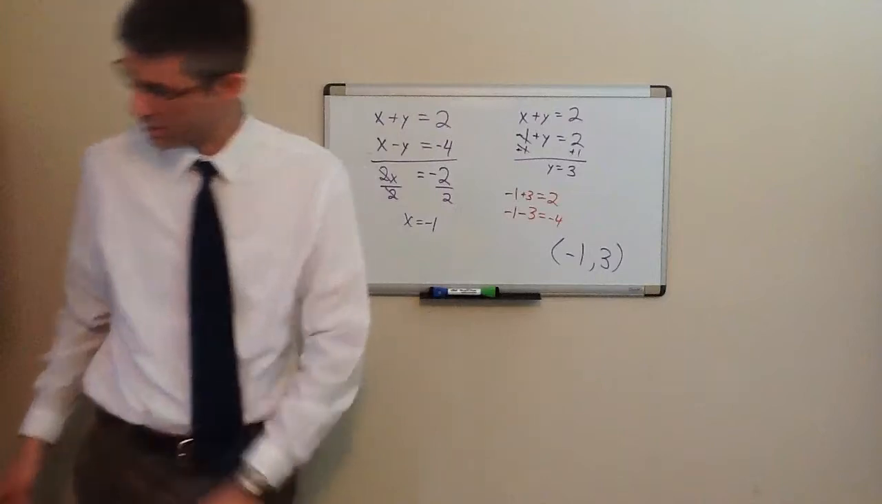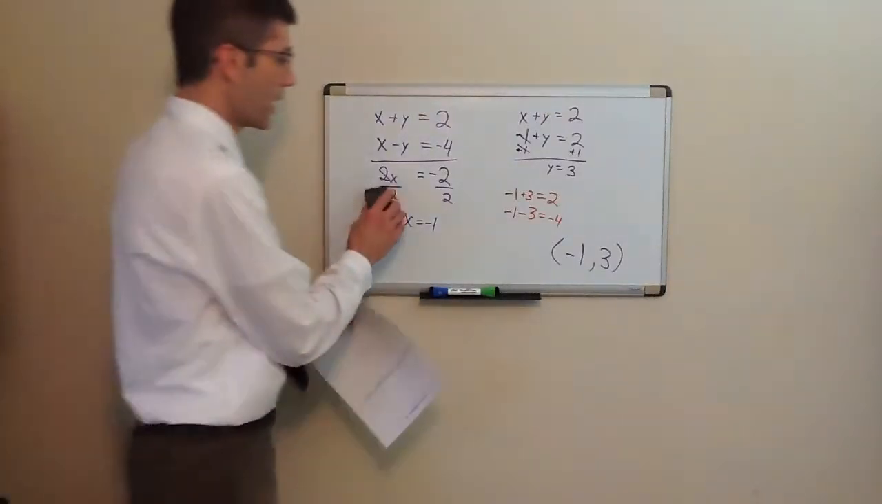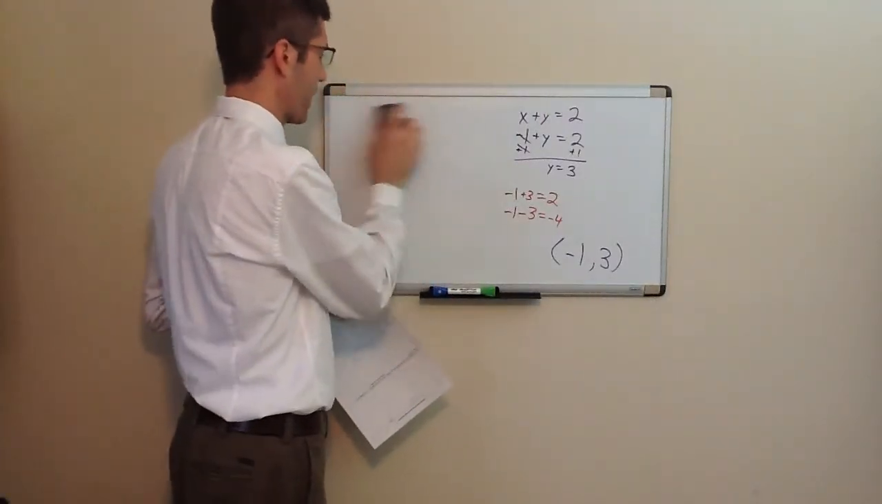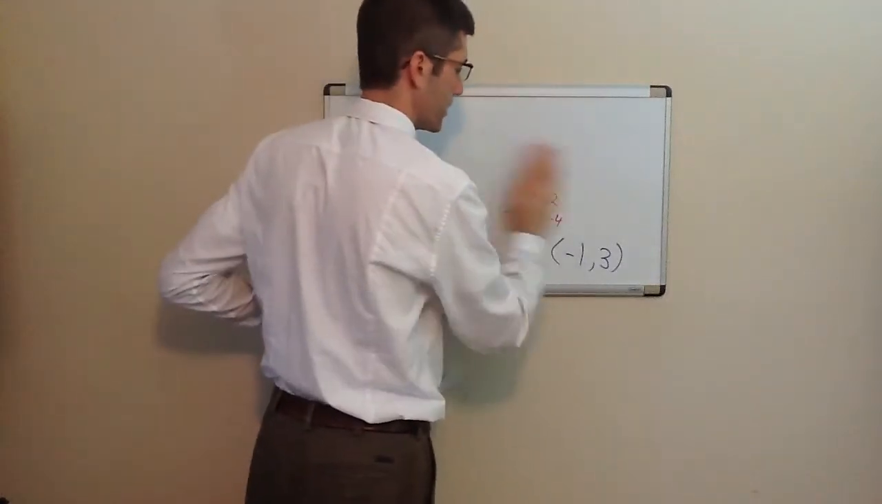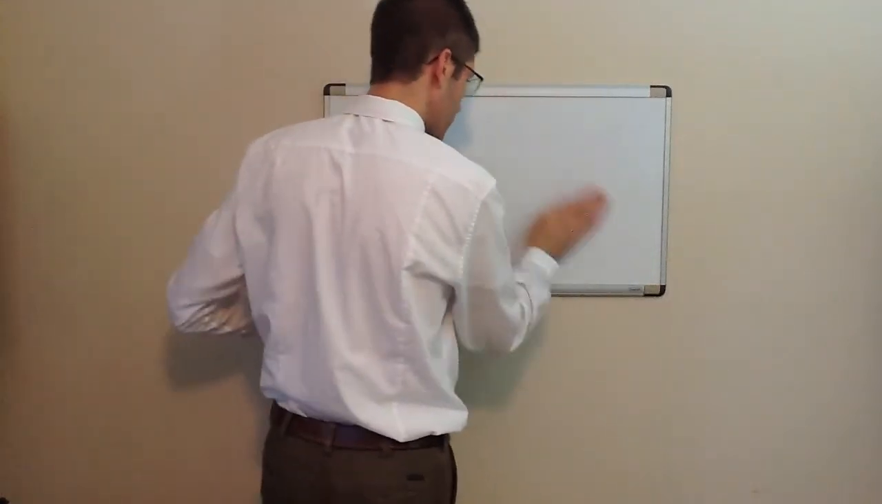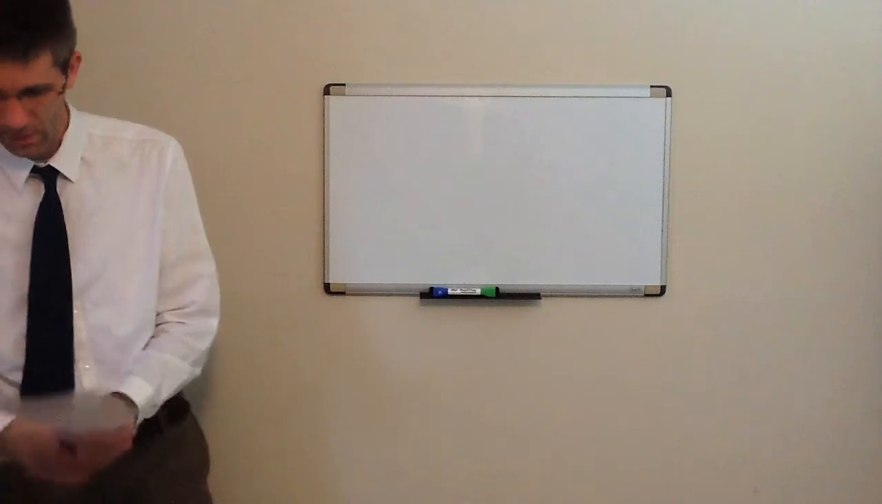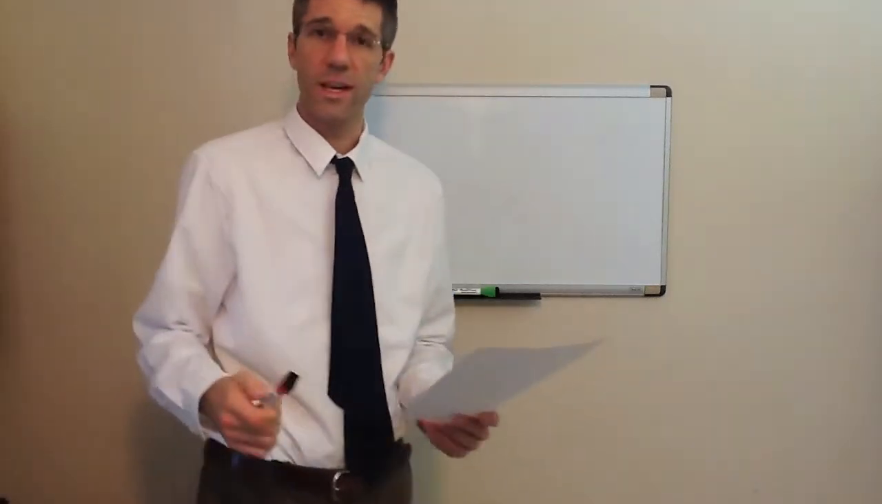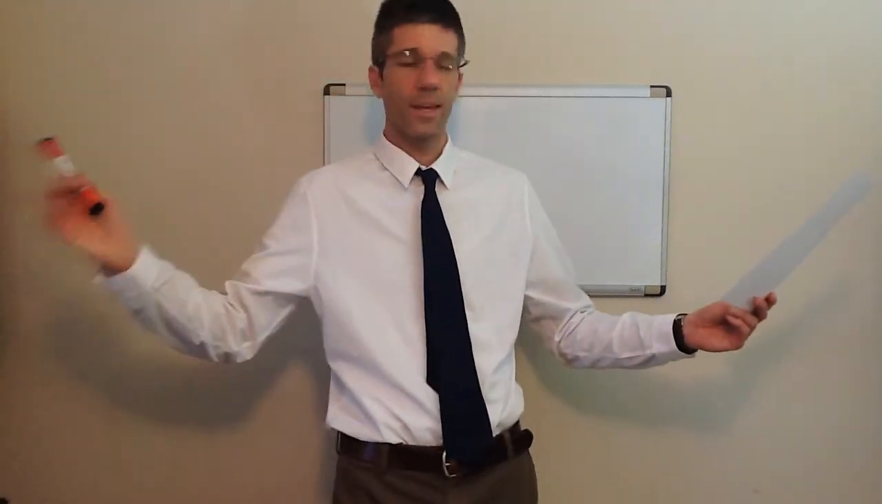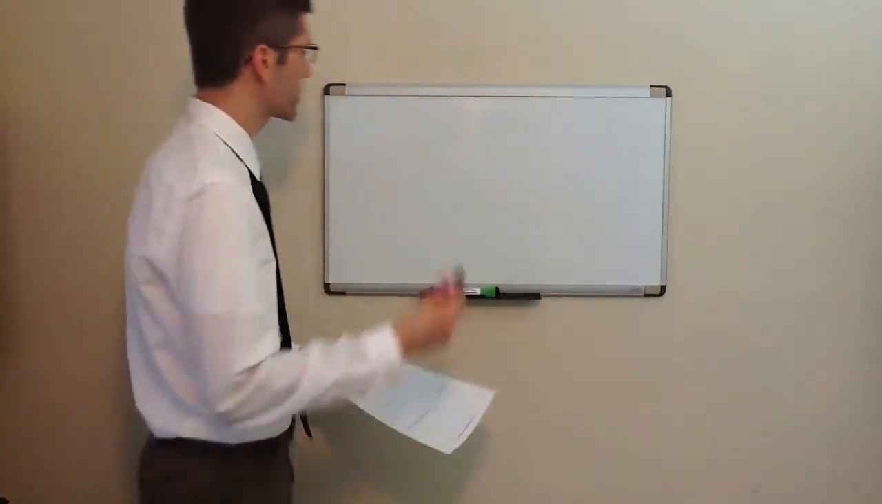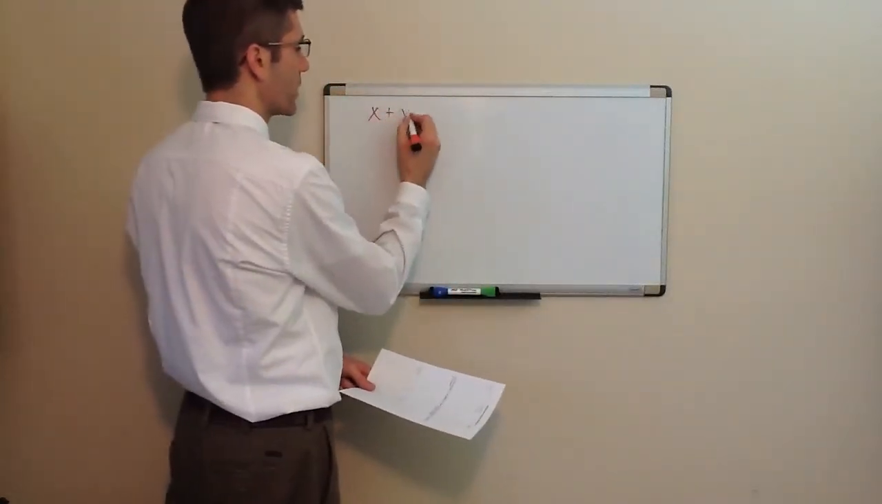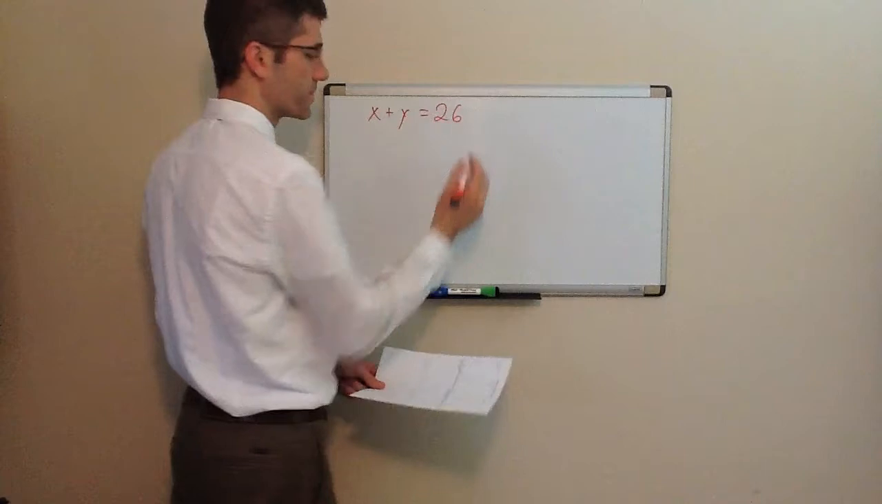All right, let's do the next one. The numbers are a little larger on this one, but they're not that bad. The sum of 2 numbers is 26. All right, what does sum mean? It means add. So we're going to add 2 numbers and get 26. I'm switching to red. Sum of 2 numbers is 26.